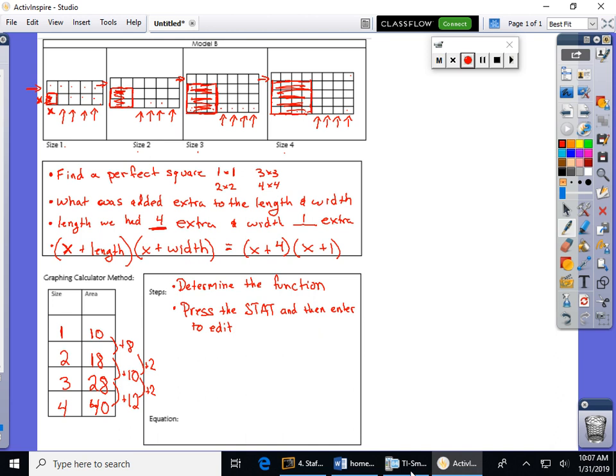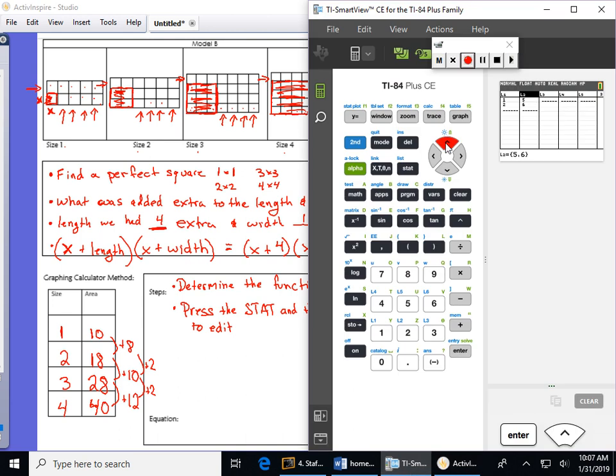Once we're in here, I have some lists. I'm going to clear them out. I just go up and clear out my numbers. And now I type in the values. In list 1, I'm going to type in 1, 2, 3, 4. And I go over to list 2 and I type in 10, 18, 28, and 40.